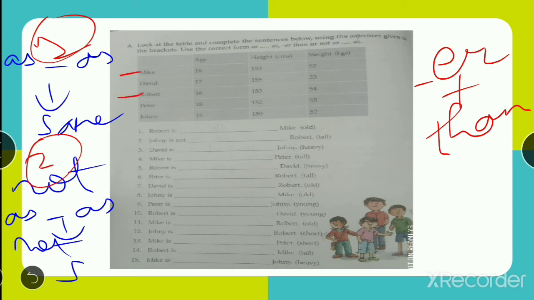See the first question: Robert is dash Mike. Now, whom are we comparing in the first question? Robert and Mike. What do we have to compare? That is given to you in the bracket, that is old. What is the meaning of old? We are comparing age. So now look at Robert's age and look at Mike's age. How old is Robert? 16. How old is Mike? 16. Both are the same. So when they are the same, what do we use? We use as. So Robert is as, and dash means you have to add old, as old as Mike. Clear?